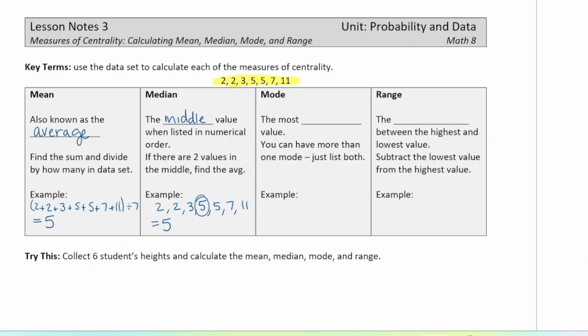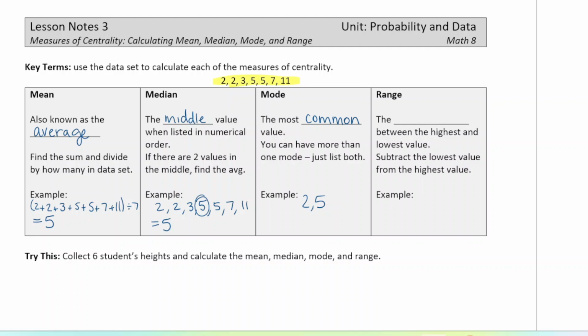The mode. The mode is the most common value. So you can have more than one mode if there's more than one value that occurs the most. So in this data set, both 2 and 5 occur most often. They occur twice, whereas all the other numbers only occur once. So you just list both of those.